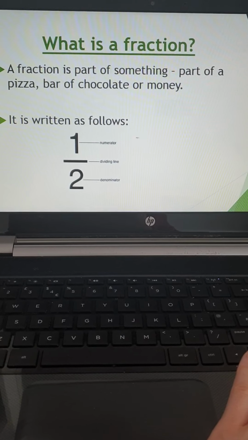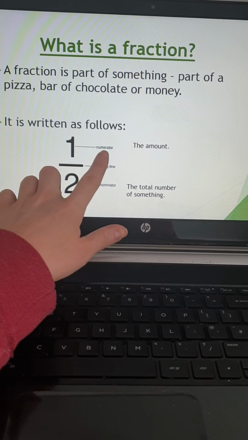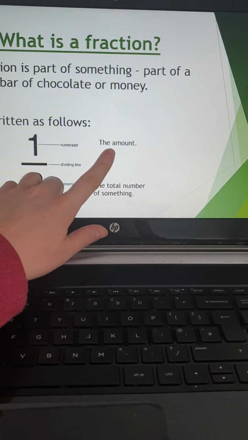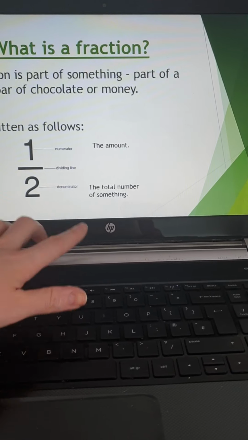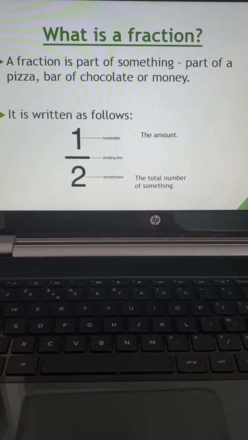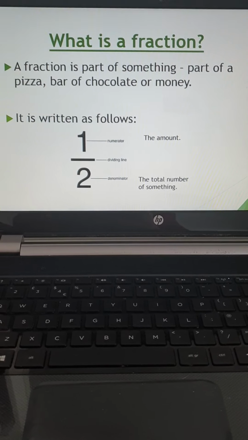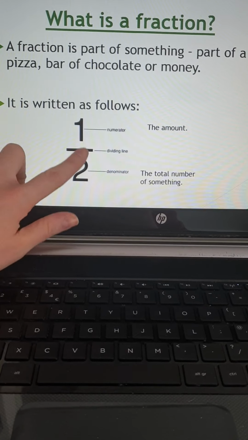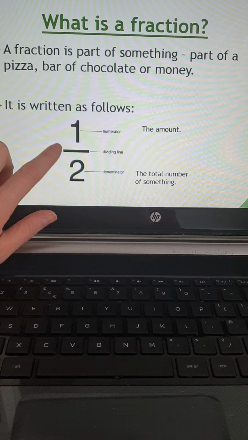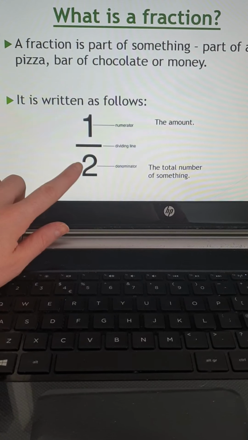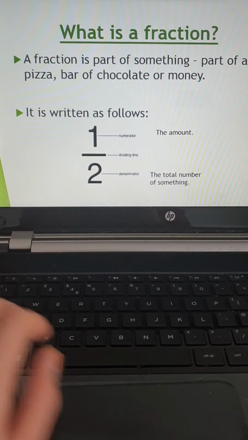Now, our numerator is the amount of something, okay? And our denominator is the total. Now, this will make more sense in a minute when we do more examples. But if you just remind yourself of what we were learning about when we were doing fractions. So denominator is the bottom and the numerator is the top.